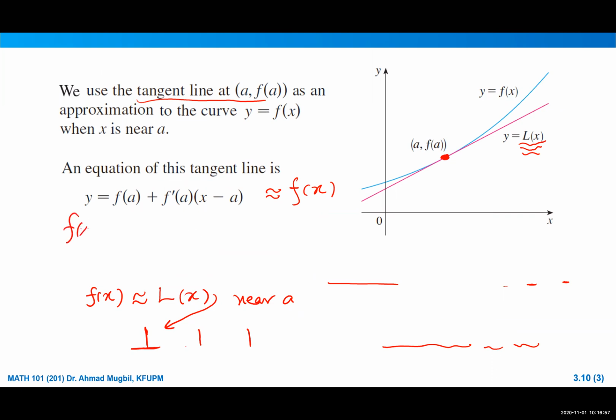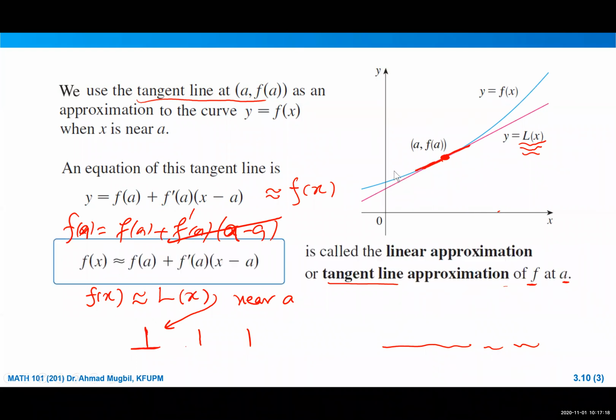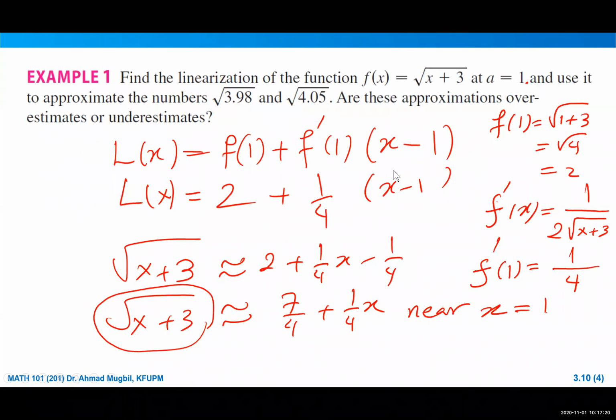This is f of x equals f of a plus f prime at a times x minus a. If x is a, this will be a, and this will be what? 0. So at a, they are the same. It is the tangency point. It is on this graph and on that graph. I'm talking about when we are near a, but at a, they are exactly the same, not approximately. You got it?